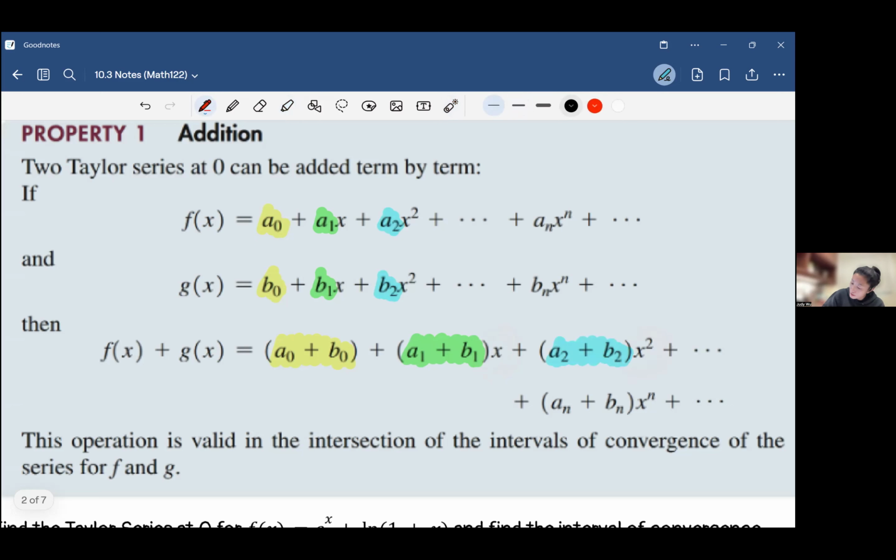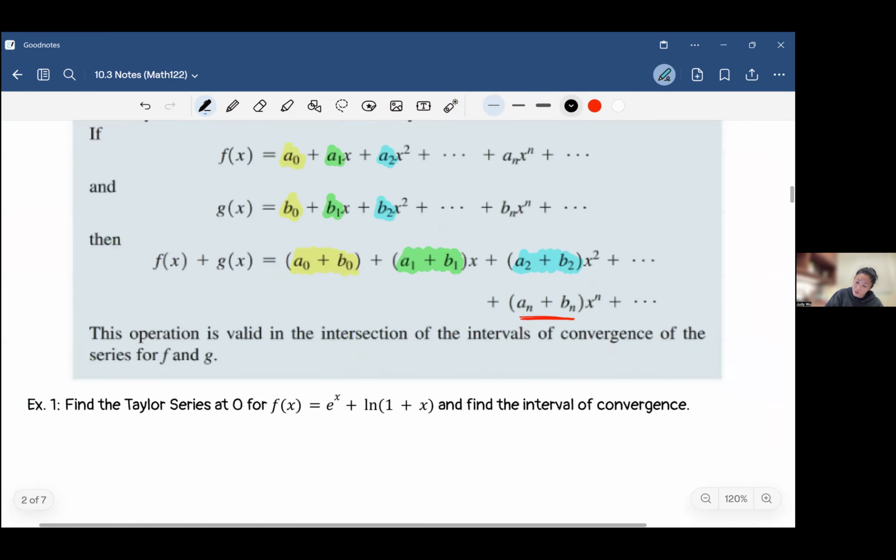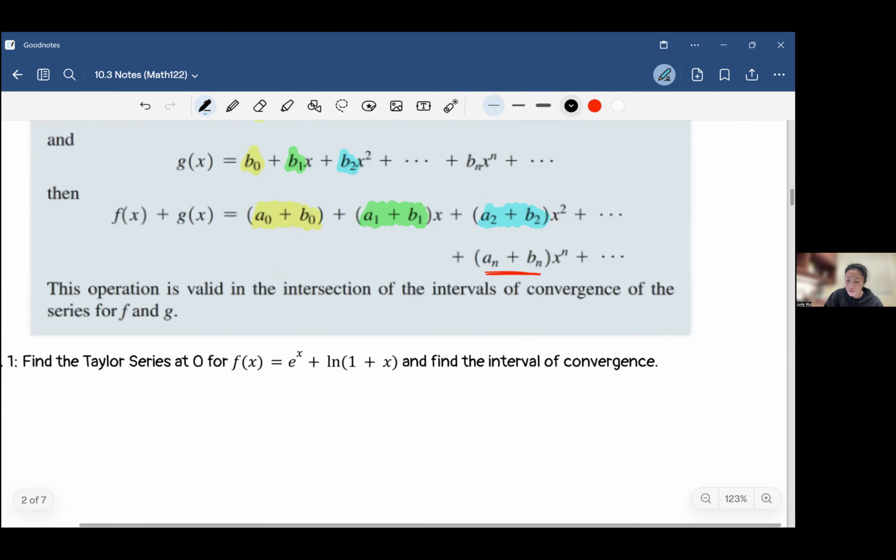And what we're really looking for here is that we can add a sub n plus b sub n from the two series together, and they'll be the coefficient for our x to the n. Now, one thing we probably do want to know, this operation is only valid in the intersection of the intervals of convergence. We'll make more sense of that when we take a look at the two examples, but it has to be the place where they both are true.